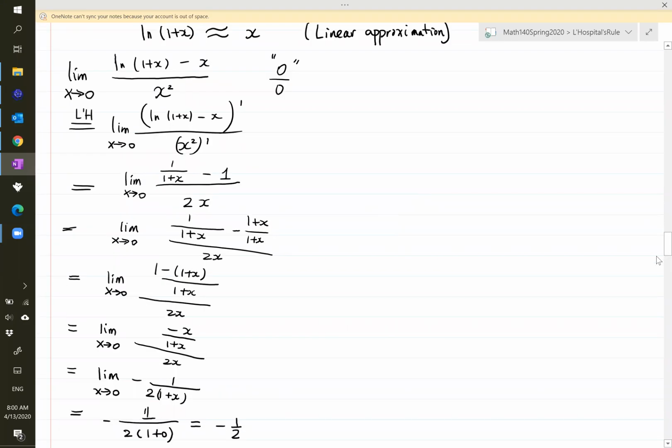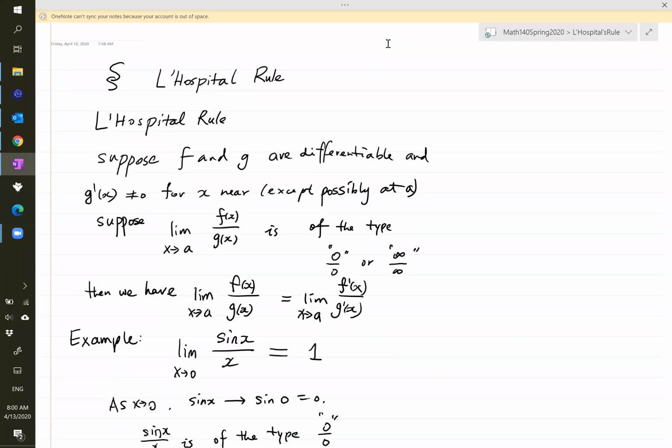Okay, all right. Let's see what we did last time. Last time we talked about L'Hopital's rule.